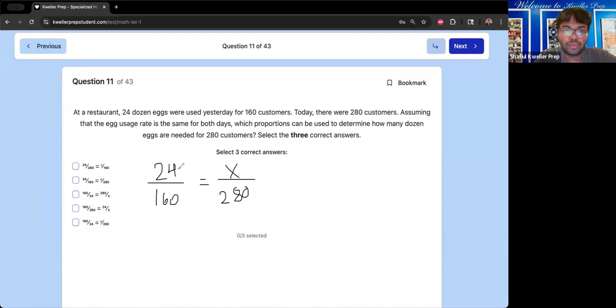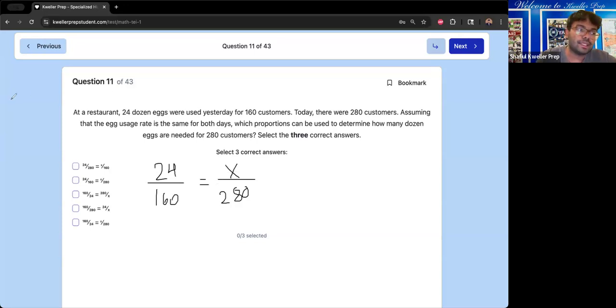It should just be X. 24 is the number of dozen eggs, obviously, but these first top two numbers are the number of dozen eggs. The bottom numbers are the number of customers that they got. So any ratio that's very similar to this is just going to work. So 24 over 160 is equal to X over 280.